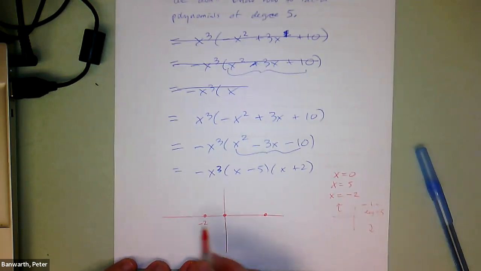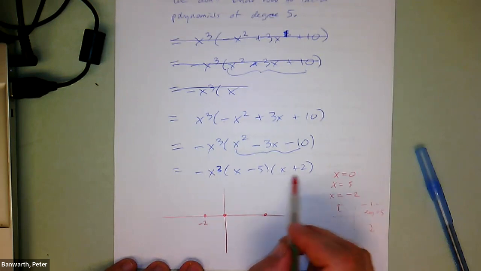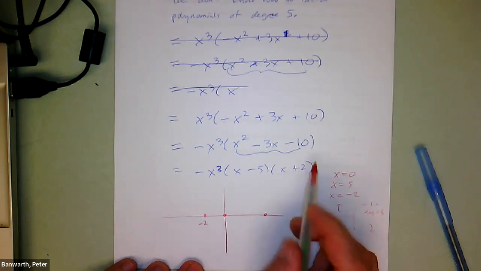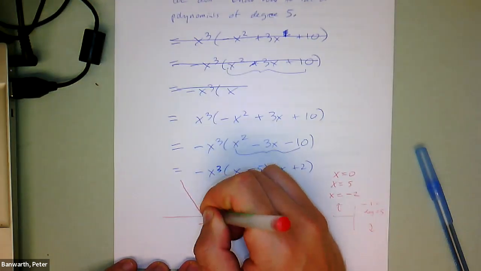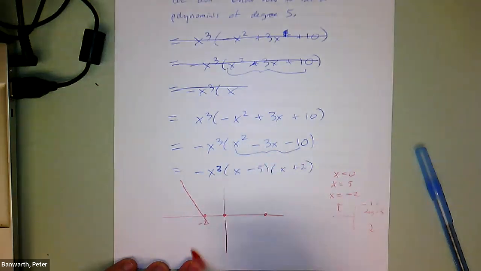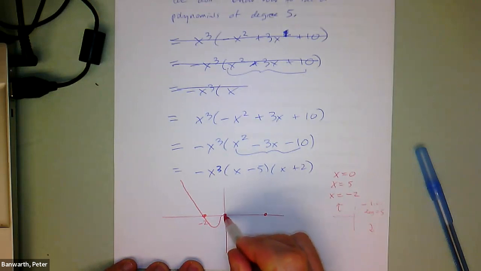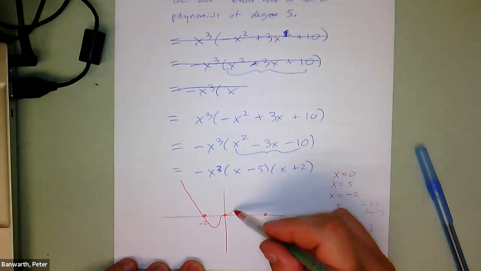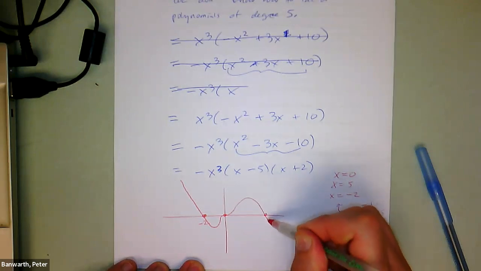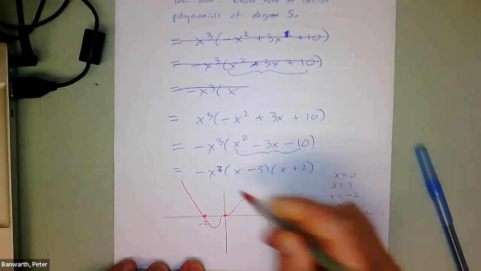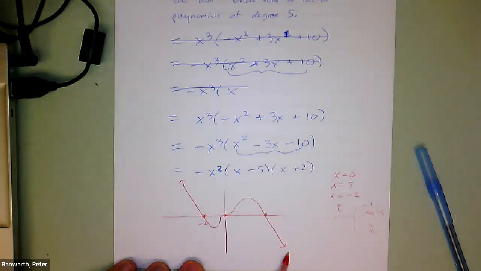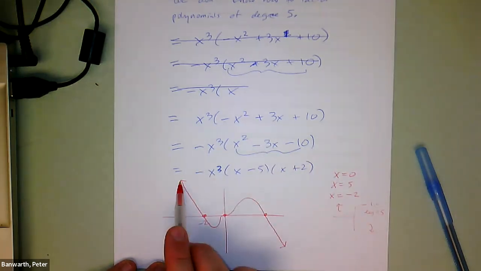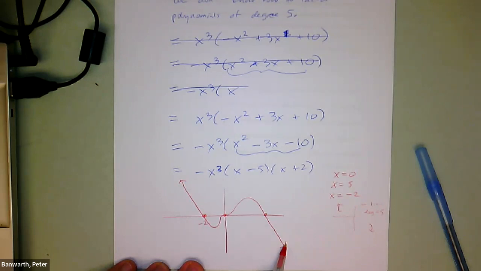So now I just have to check my multiplicities. My multiplicity at x equals -2 is 1, so it comes down and cuts through. My multiplicity at x equals 0 is 3, so it should flatten out. And my multiplicity at x equals 5 is 1, so it should cut through. And that allows me to check my end behavior. Yes, it started up and to the left, and it ended down and to the right.